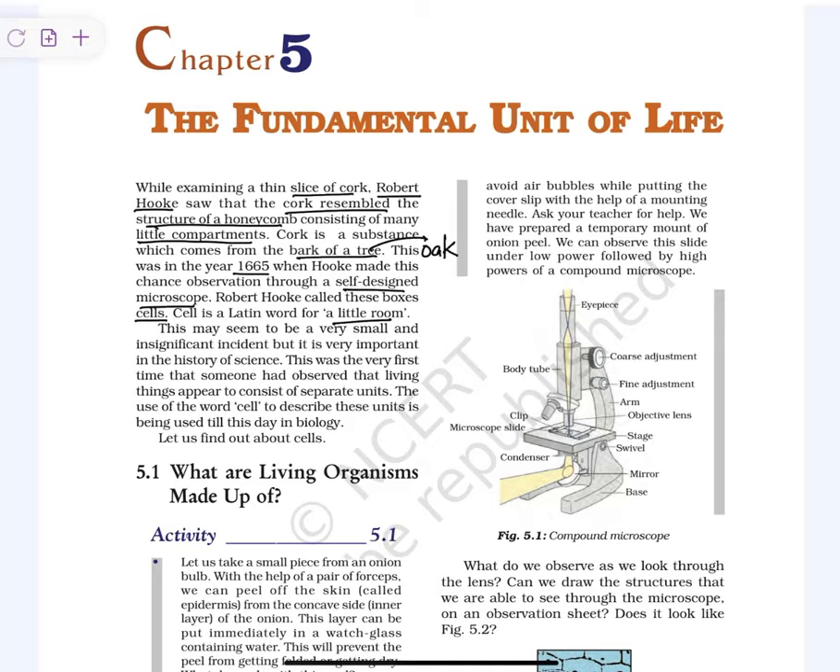This may seem to be a very small and insignificant incident, but it was important in the history of science, because it was the first time that it was noticed that an organism is made up of separate units joined together.